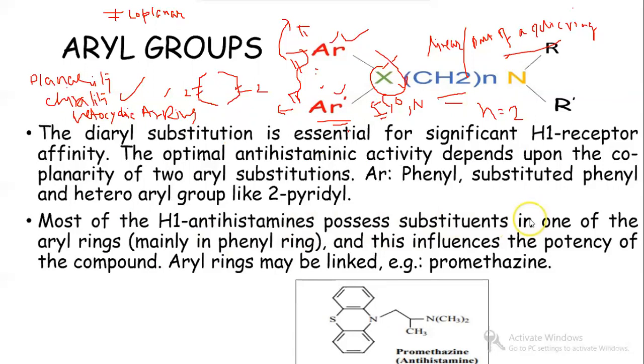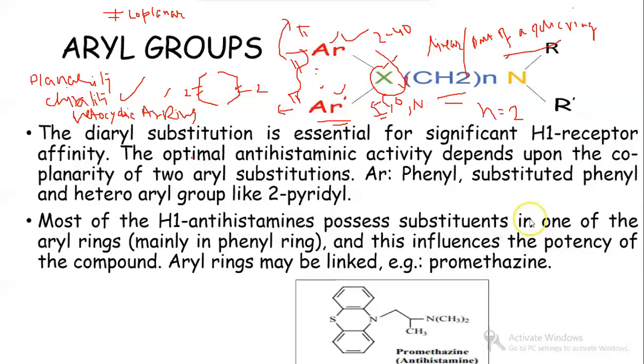For example, if you put a pyridine ring here, the activity may improve from 2 times to 40 times. The only thing is that this kind of heterocyclic ring sometimes becomes hard to metabolize, so sometimes it may cause metabolic toxicity. But otherwise, this heterocyclic aromatic ring can give you more potency.